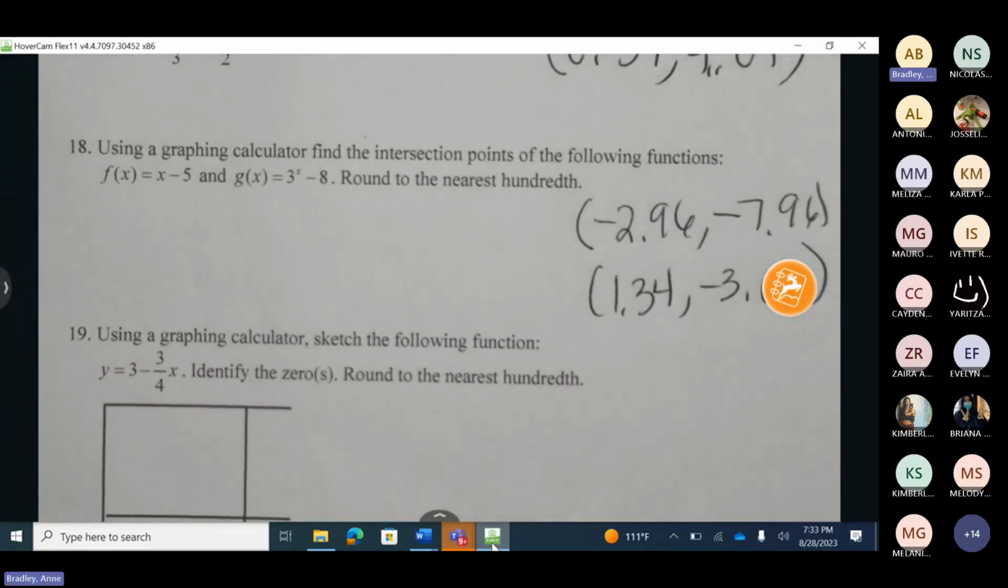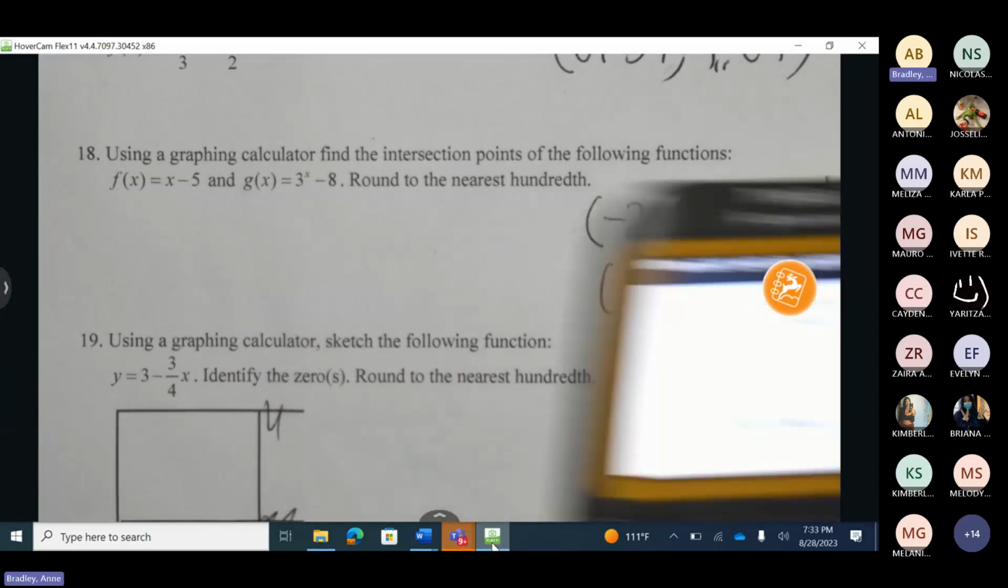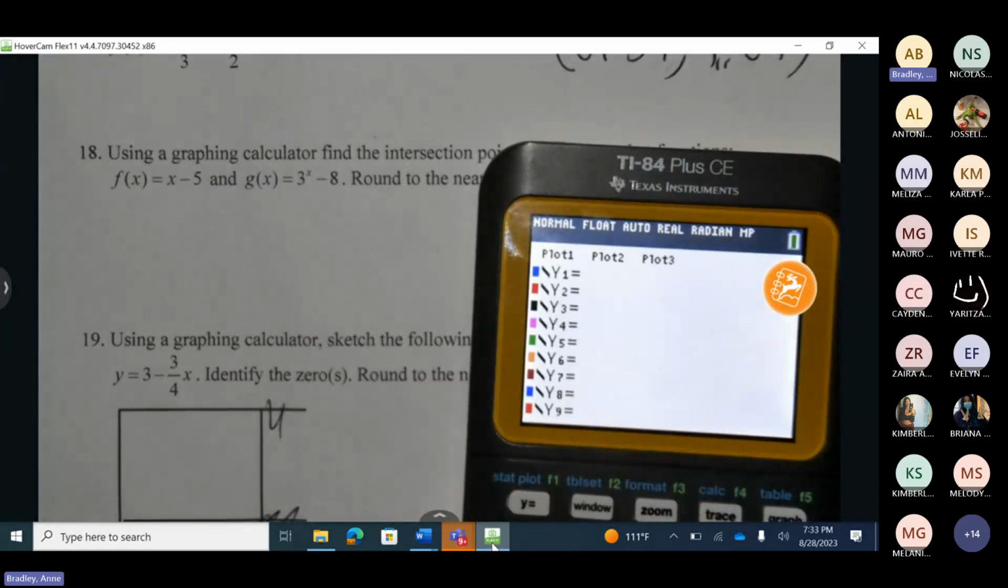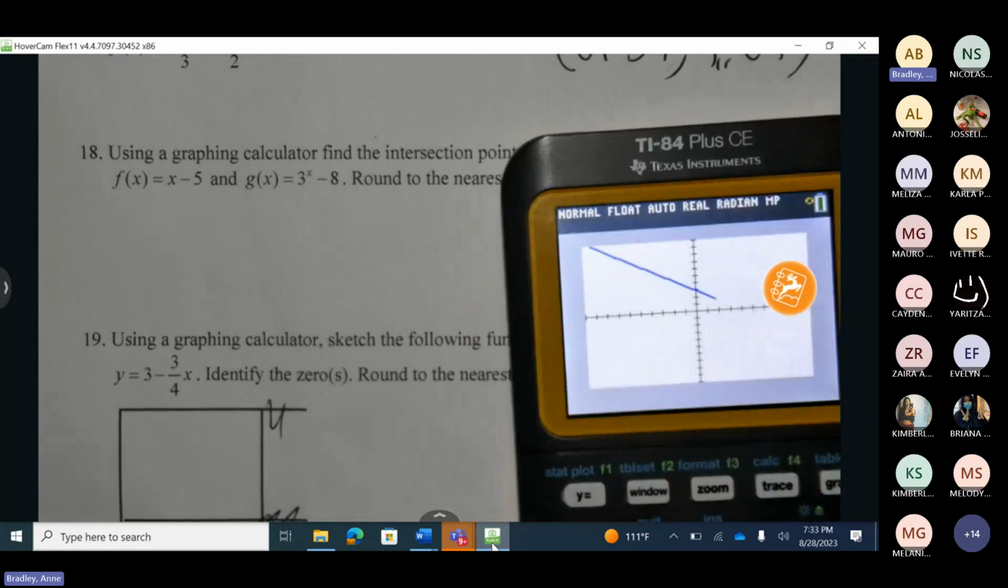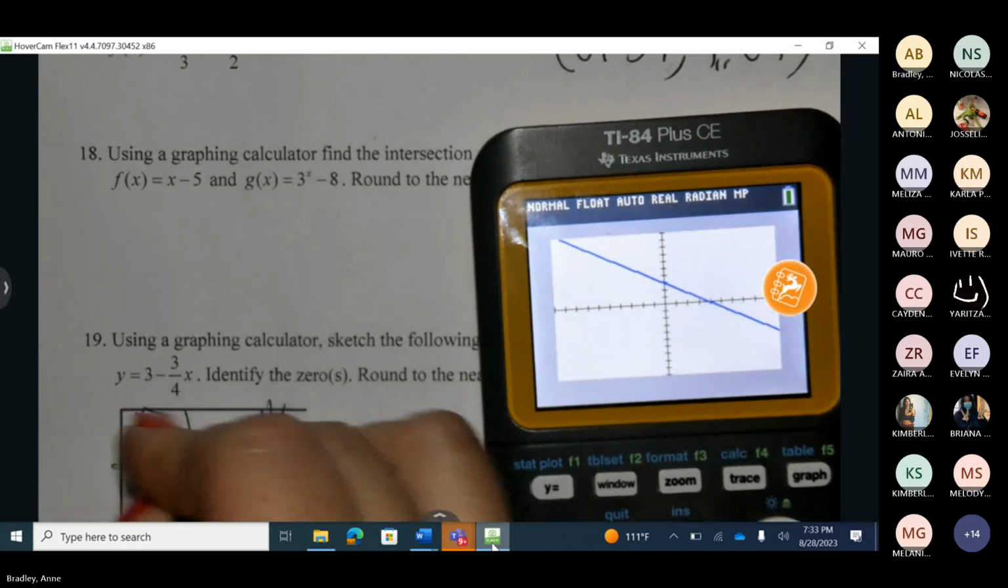Using a graphing calculator, we're going to sketch this and we're going to identify the zeros. Okay, simple enough. I go up to y equals 3, subtract. I have a fraction, so I put it in parentheses. And I'm just going to sketch what I see. So here's my graph. I'm going to sketch exactly what I see. It's something like this. Simple enough.